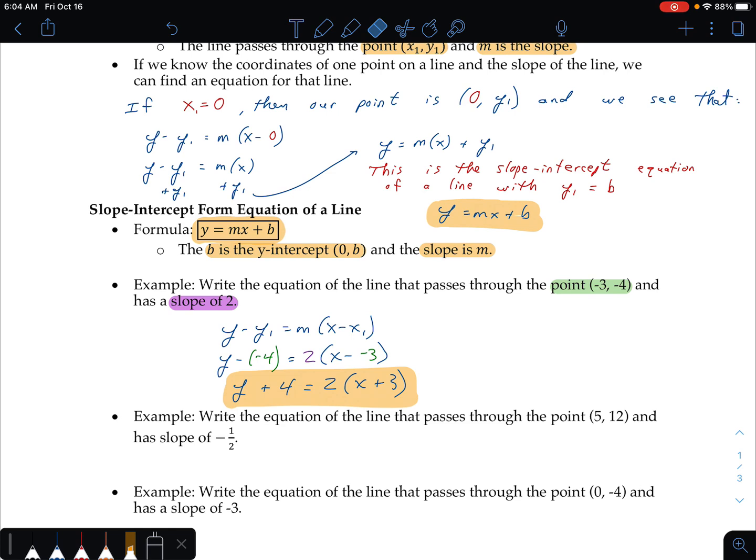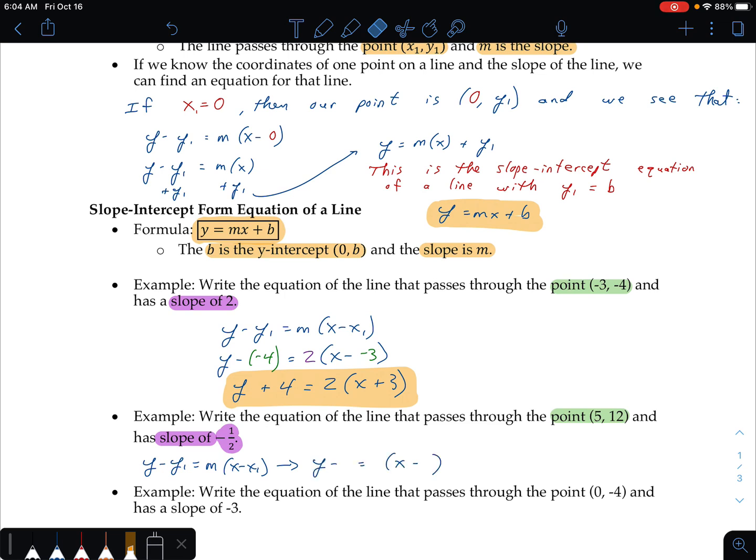That's it. But the next one, same thing. We have a point, 5, comma 12, and a slope, negative 1/2. Same exact steps. I don't have a y-intercept. It's not 0, comma something. So why don't I use my point slope? I have a point, and I have the slope. We see our equation right here. We leave our gaps for what we're missing.